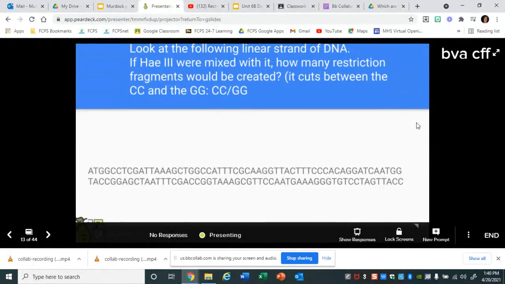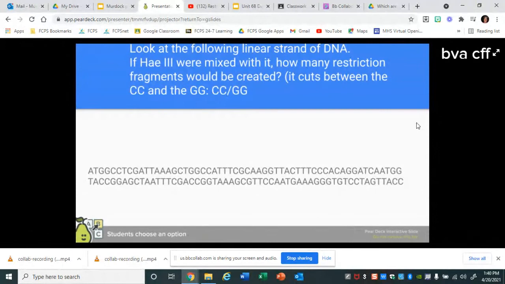Okay, here we go. This is a good one. Look at the following linear strand of DNA. If HaeIII, which we just said cuts at CCGG, were mixed with it, how many fragments would be created? Remember, it only cuts where it finds a CCGG.